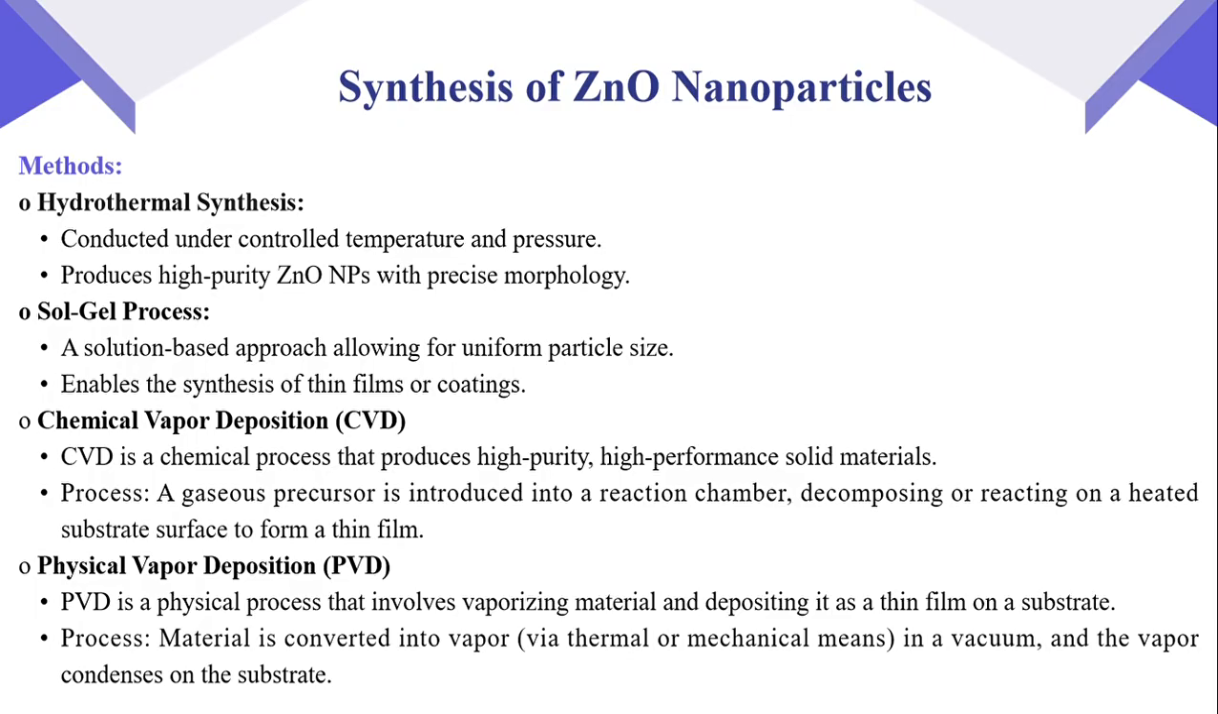So when there is a chemical, there must be high purity, high performance solid material, and this process involves a gaseous precursor which is introduced into the reaction chamber, decomposing or reacting on a heated substrate surface to form a thin film. While in PVD, physical vapor deposition, it is a physical process and it involves vaporizing material, depositing it as a thin film on the substrate. This process mainly involves the material being converted into vapor, and then in a vacuum the vapor condenses onto the substrate.